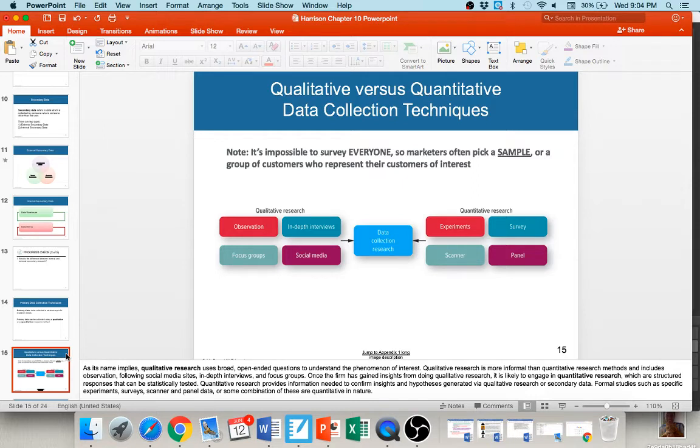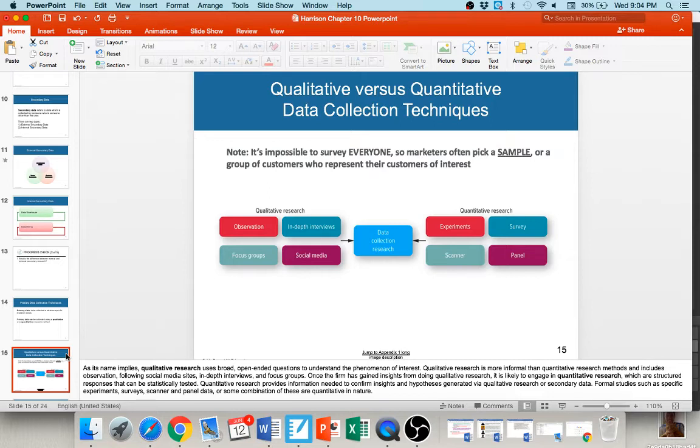Typically with quantitative research, you see things like surveys, panels, scanner data, experiments, or some combination of those things. Very quickly, I think we all know what a survey is, so I did not choose to define that for you here. But I do want to comment from a real-world perspective that it's impossible to survey every single person in your particular group of interest.